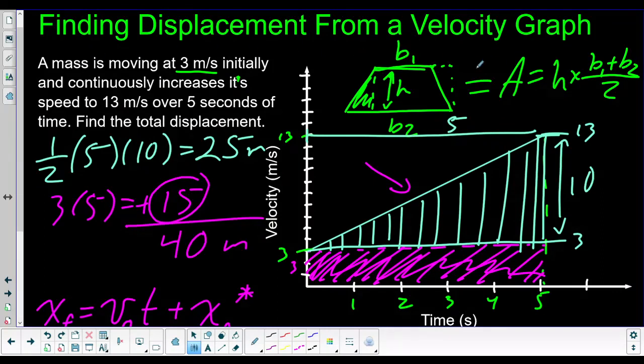So this finding area method allows you to solve some trickier problems without having to use trickier formulas. So it's a powerful tool that you want to keep in your arsenal. All right, so that's what you're supposed to learn today.